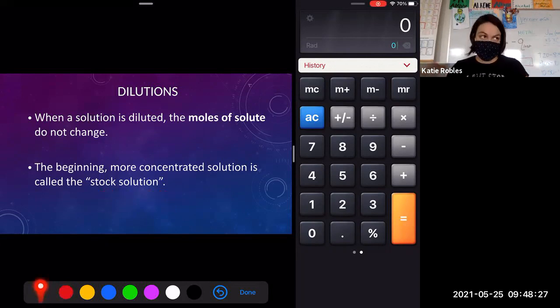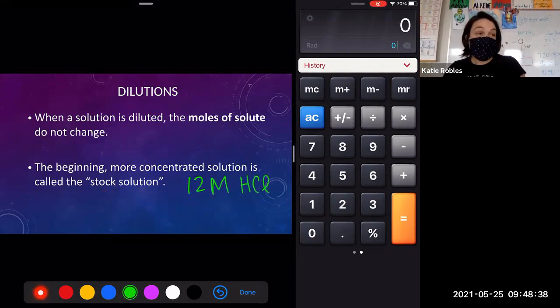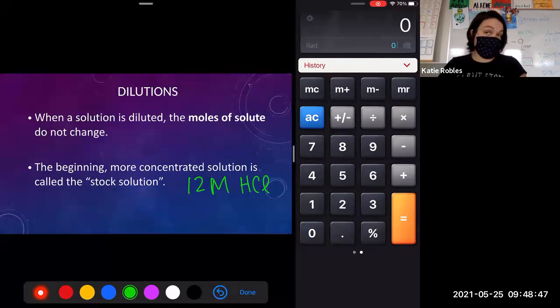We have these back in our cabinets. Like I have a stock solution of hydrochloric acid in the back. It is 12 molar hydrochloric acid. It's very, very strong. For labs in here, all I ever use is maybe 1 molar. The most concentrated I ever use is 6 molar, and I use as little as 0.1 molar. So in the back, I have to dilute the 12 molar stock solution.